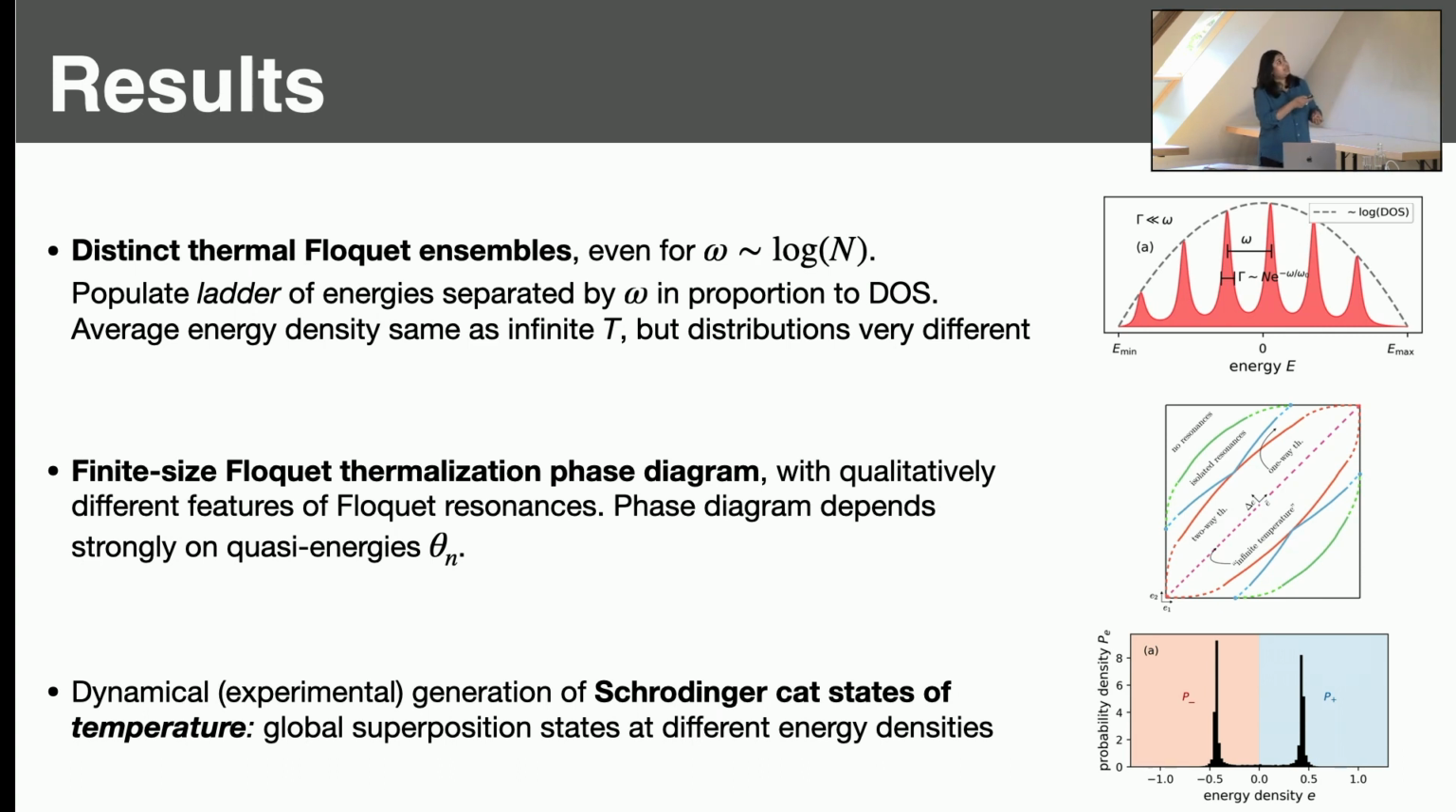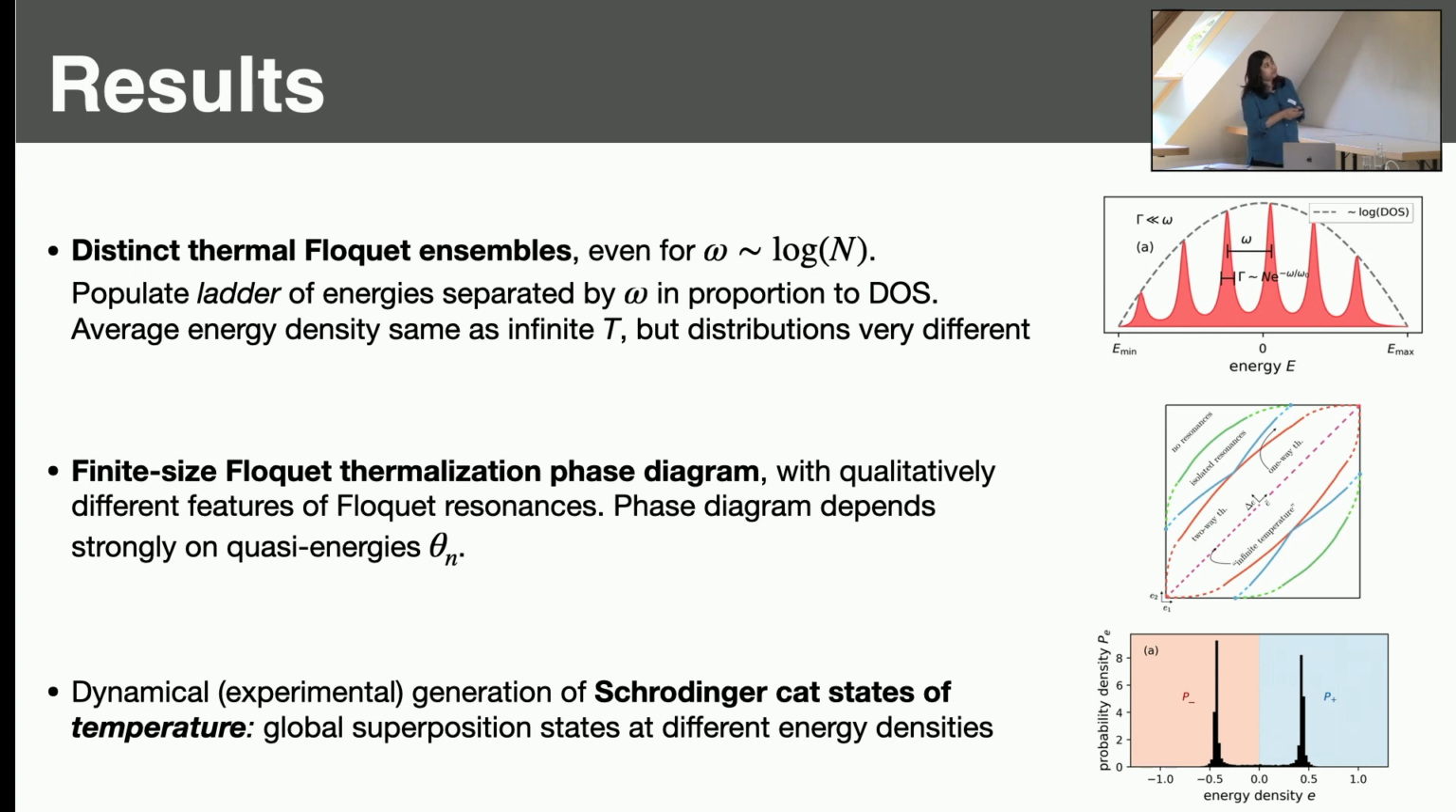But what we instead get is that even for this very weak scaling of omega, you end up with distributions that populate a well-defined ladder of energies spaced by omega, okay? And the full distribution, even if the average agrees, the full distribution actually looks qualitatively distinct from a featureless infinite temperature state.